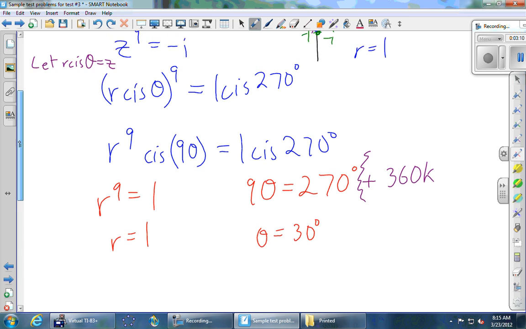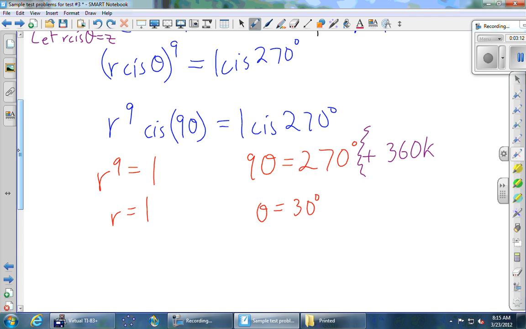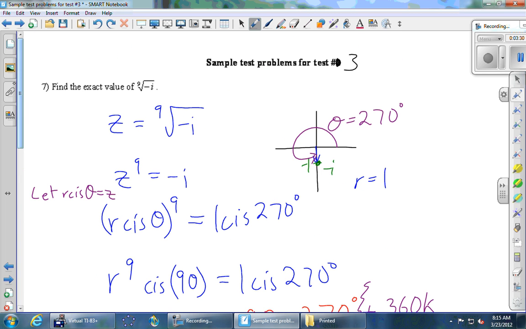So I think pretty much we're done. We were after z, that's the thing we defined in the very beginning, and then we decided to let z equal r cis theta for r and theta to be determined. We just determined them. 1 cis 30 degrees, that's the answer. But it's kind of strange to put the answer in polar form when the original problem involved a number in rectangular form.